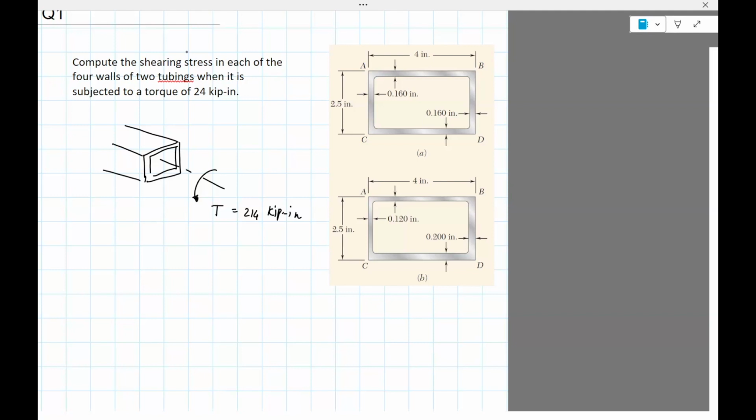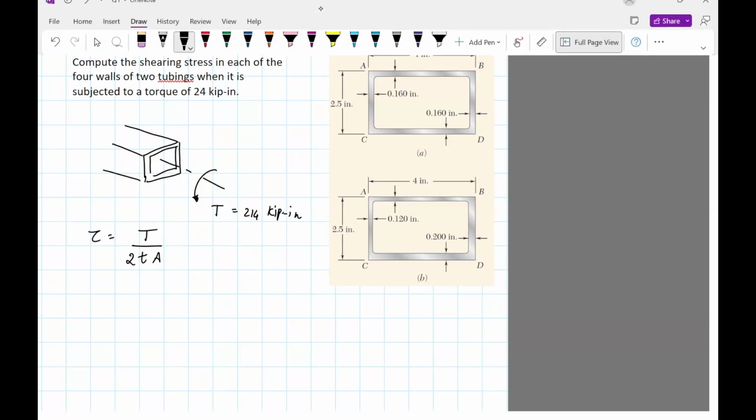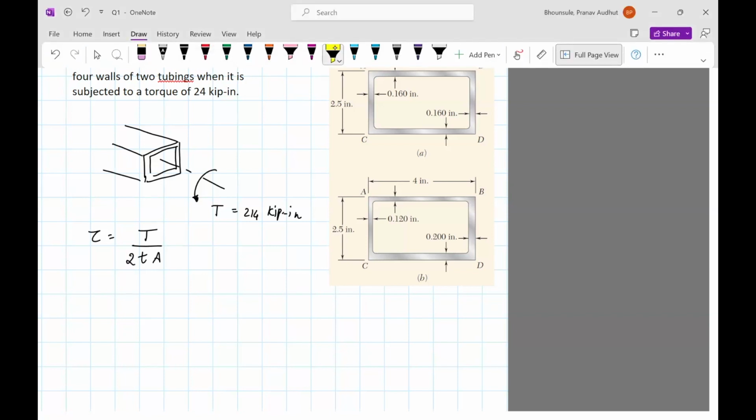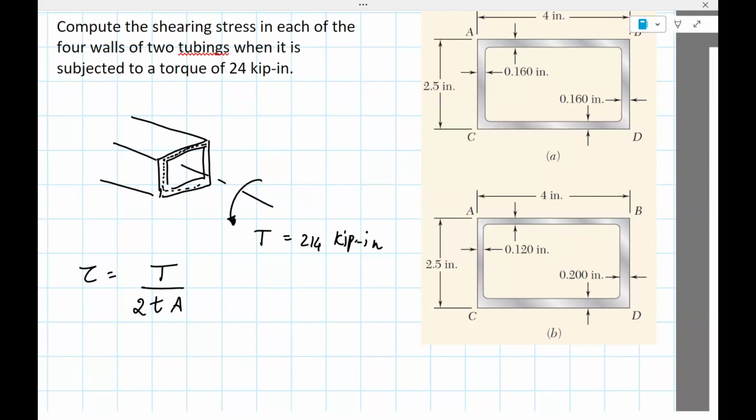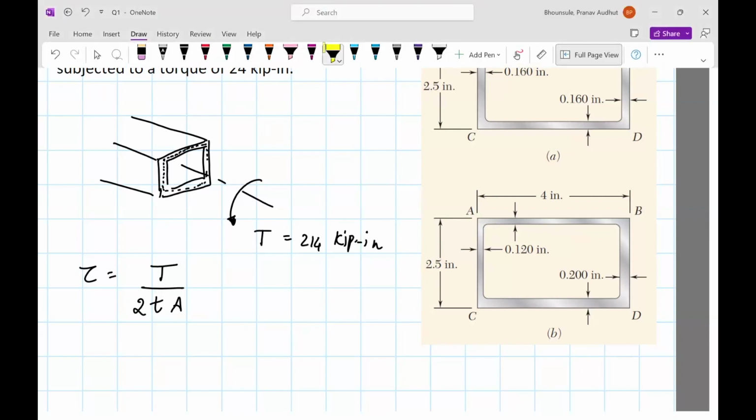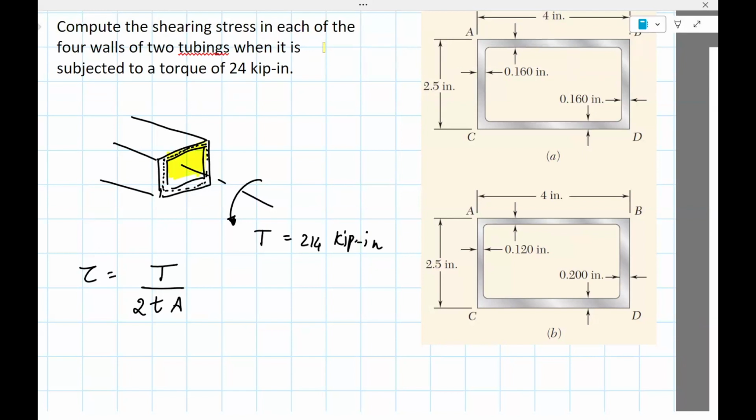Okay, so we know that the shear stress is the torque divided by 2 times the thickness times the area, and the area is, essentially, we need to find the midline here. The area is going to be the area between the midline, as shown here.